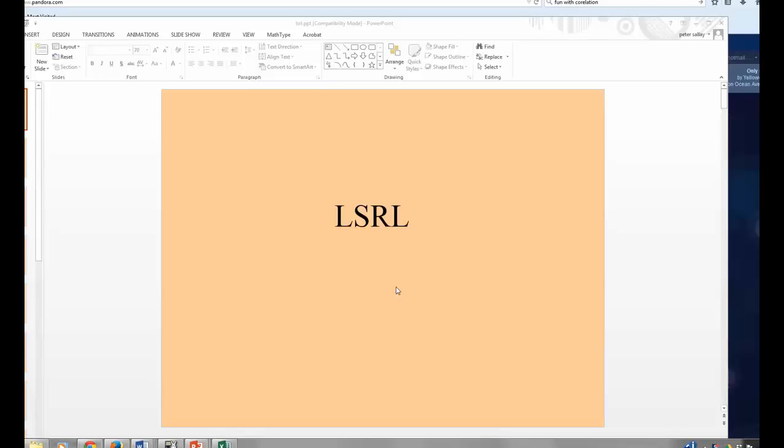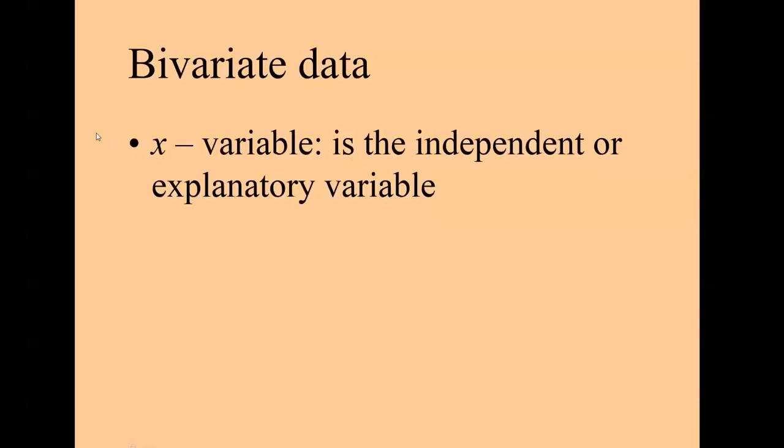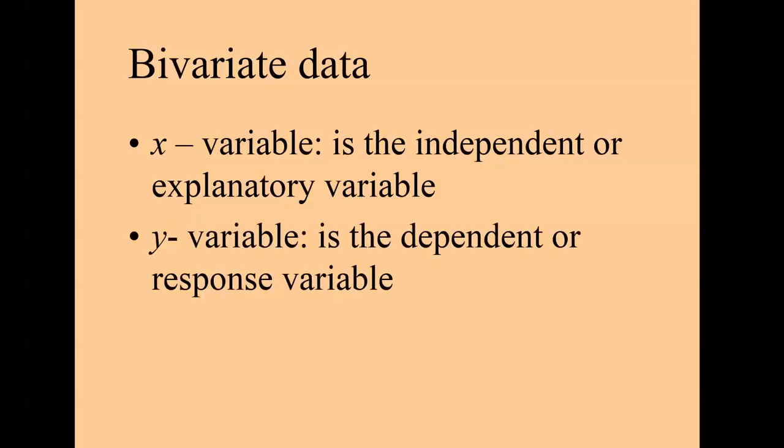All right, next topic is what's called an LSRL. We're going to talk about what it entails. So let me get this started. All right, so let's start with just some general understanding about bivariate data. We've got X, which is considered to be the independent or explanatory variable. Y is the dependent or response variable.